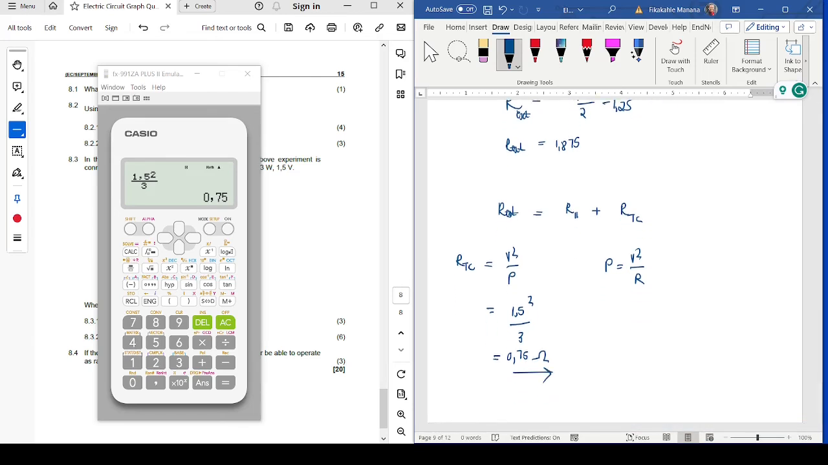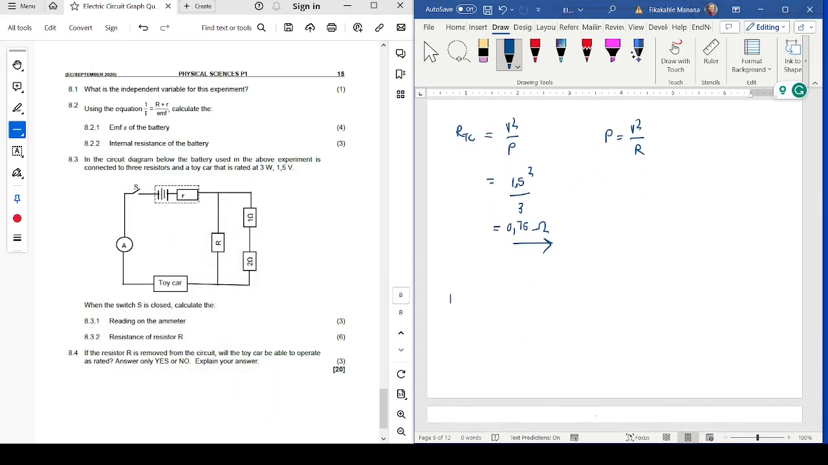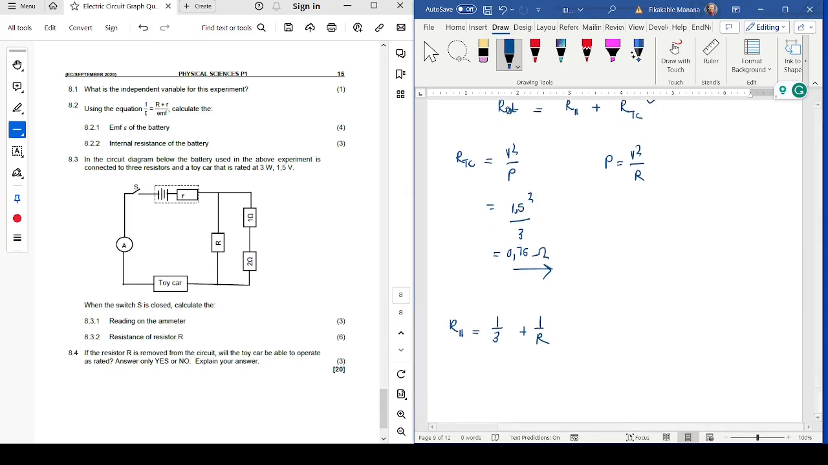Okay, great. So we have one of the resistances. Now let's get to R parallel. So R parallel is 1 over 3 plus 1 over R. Okay, and that is basically 1 over R parallel. So we have 3R over 3 plus R. And therefore, I'm out of pages. Therefore, R parallel over 1 is equal to 3R over 3 plus R.